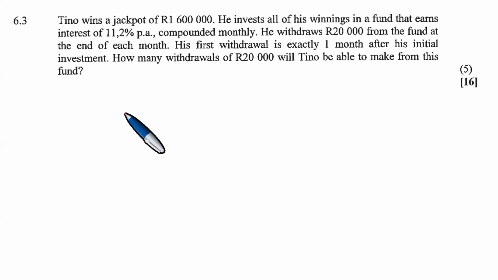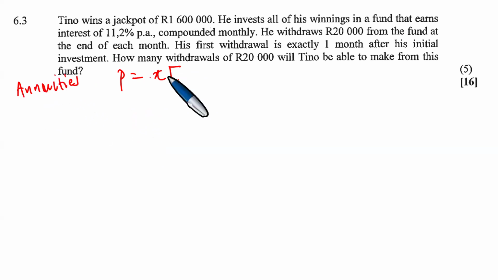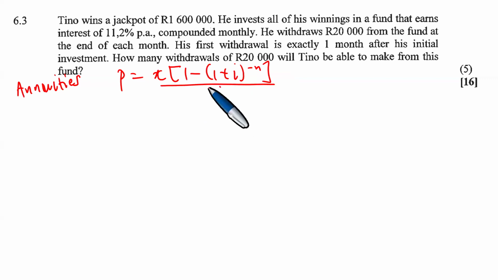Now there is something that we need to consider about Tino: we're going to use the present value formula because the winnings are money that is available right now. This is about what we call annuities, so these are regular payments. Which means it is exactly 1 minus (1 plus i) to the power minus n, divided by i.